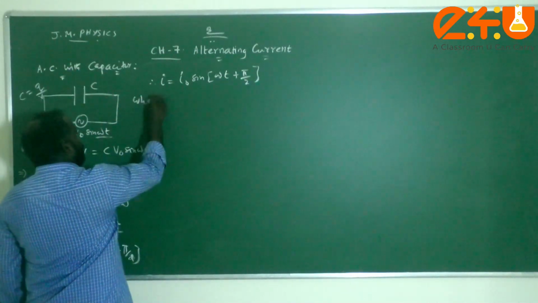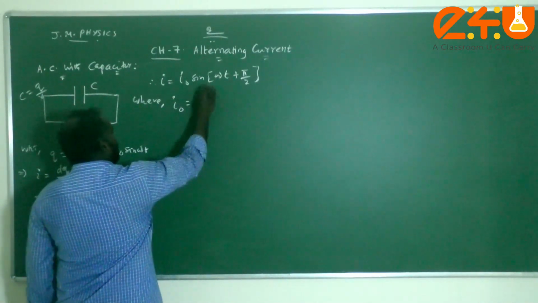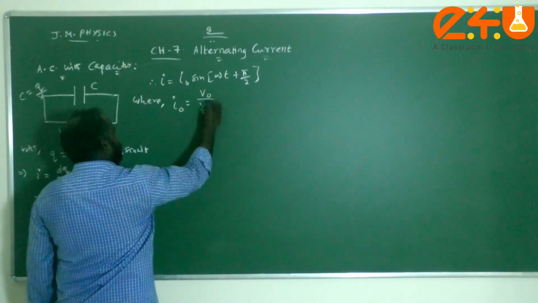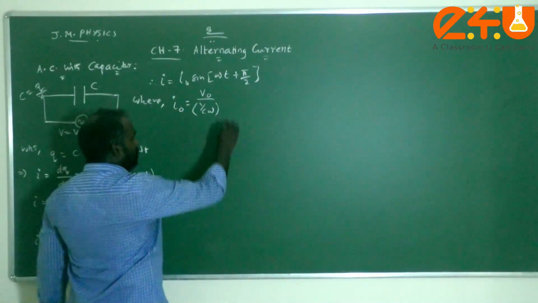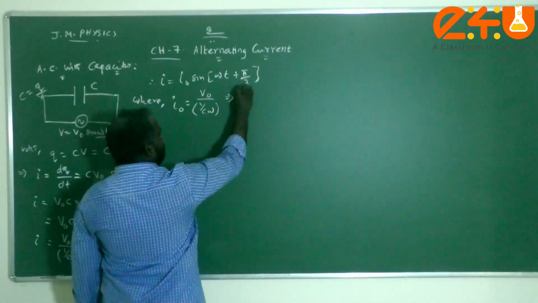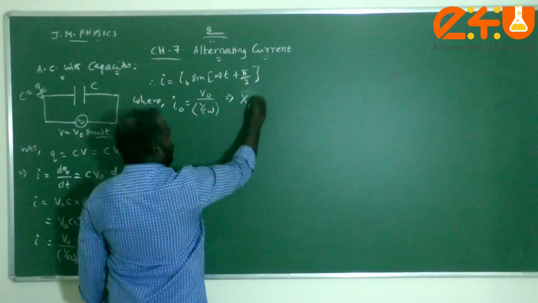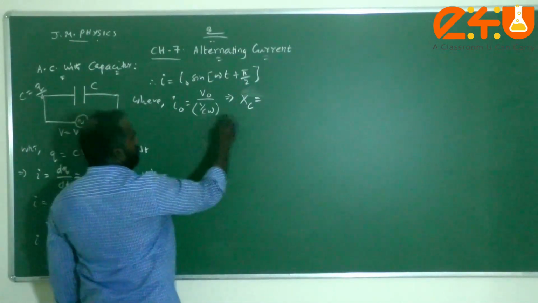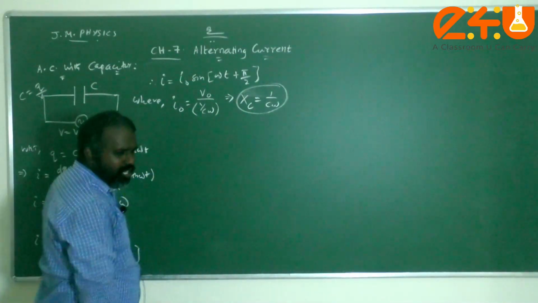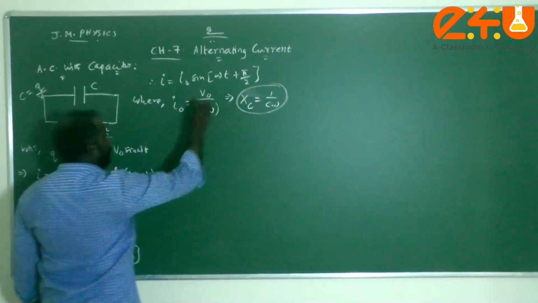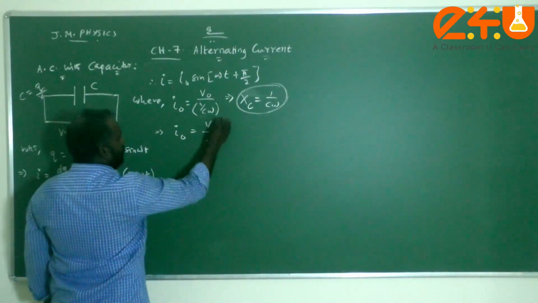Here I naught is nothing but the amplitude of the current, that is V naught divided by 1 by C omega, as per Ohm's law, voltage by resistance. From this I can say that this denominator term will play the role of resistance, that is 1 by C omega. That is called capacitive reactance. Therefore I naught equals V naught divided by XC.